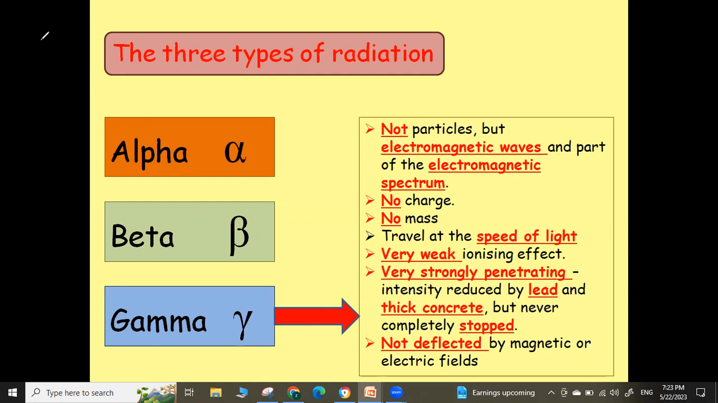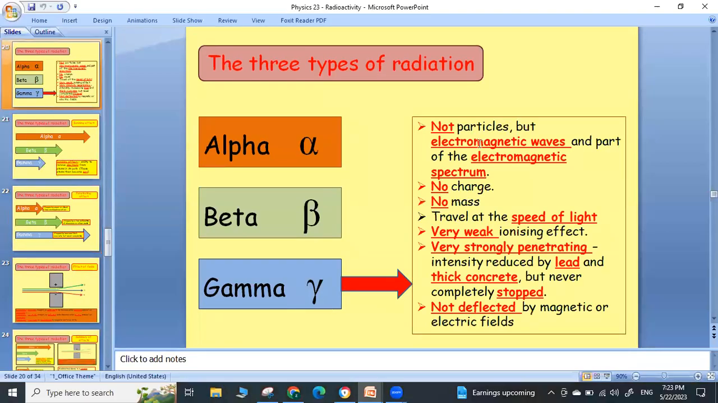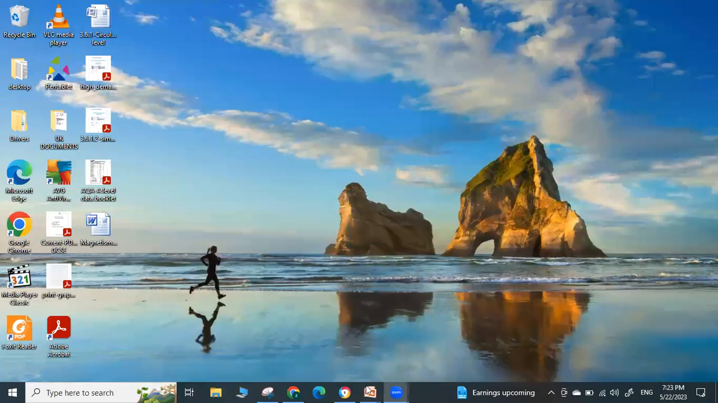So these are the properties of alpha, beta, and gamma radiation. Now let's go back to our main topic. We have seen the properties of these radiations. Now we'll continue to the main topic.